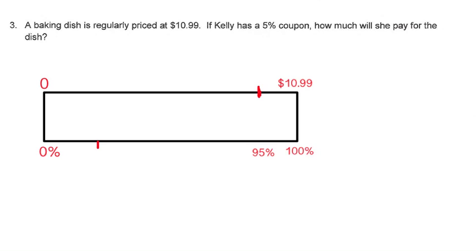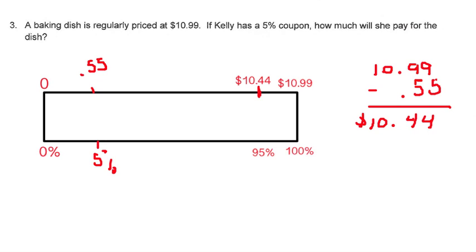What you can do is you can find out what 5% is, and then you're going to subtract that amount from $10.99, and it will give you the price that she's going to pay with the coupon. If 5% is 55 cents, you have to subtract $10.99 minus 55 cents. And so your final answer is $10.44.